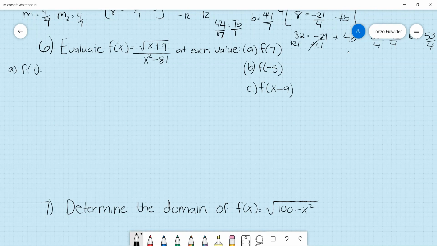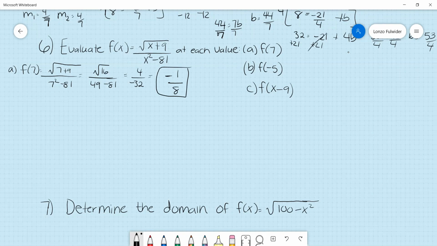So wherever you see an x, you just plug in 7, right? That's it. So it's going to be square root of 7 plus 9 over 7 squared minus 81, right? This is going to be square root of 16 over 49 minus 81. This is going to be what? Square root of 16 is 4, and then 49 minus 81 is negative 32. And then this reduces by 4, so your final answer should be negative 1 over 8. Okay, there you go. That's the answer for part A.